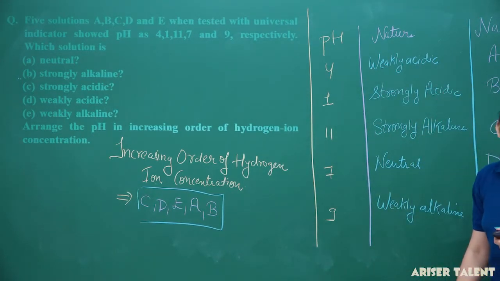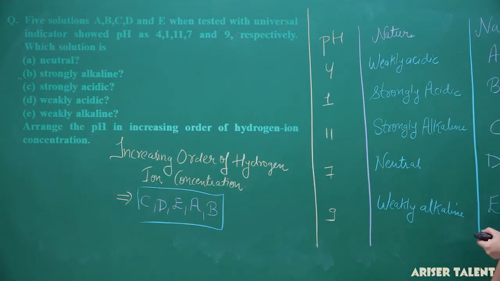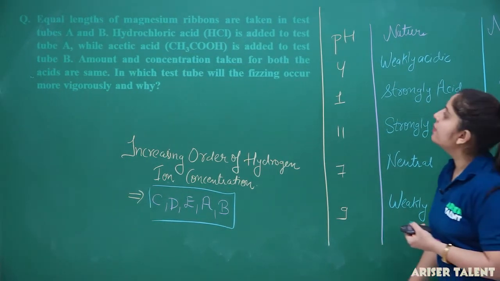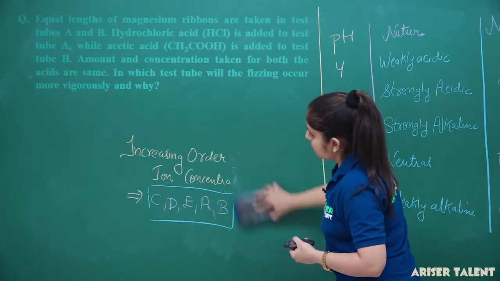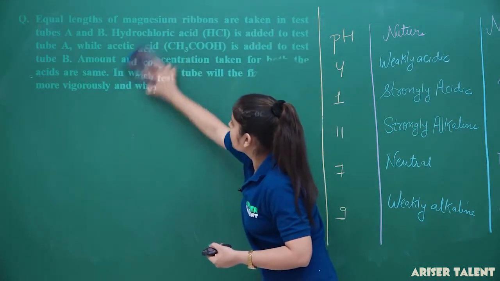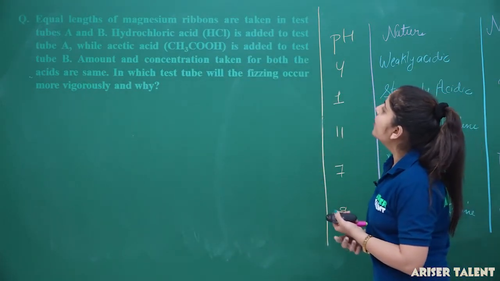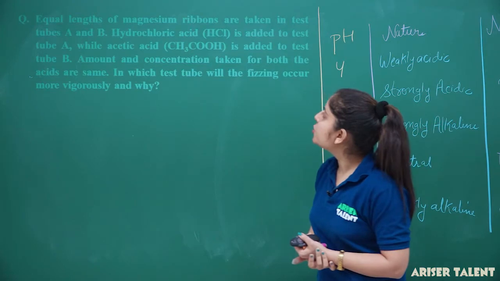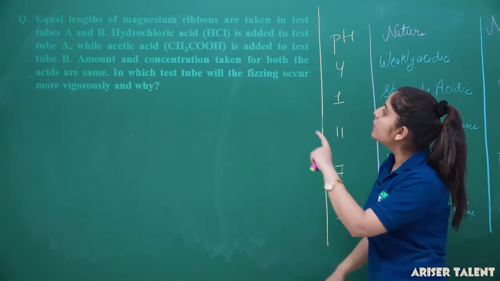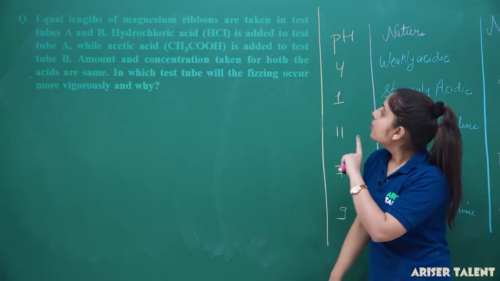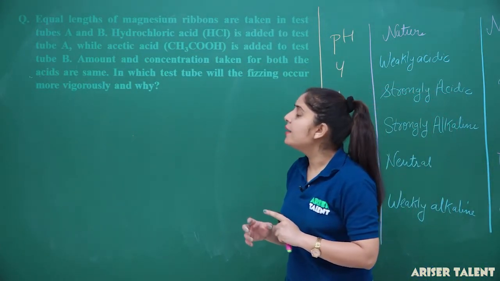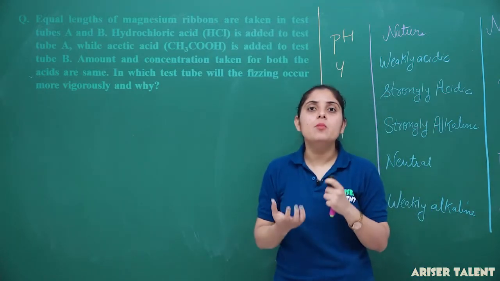Now we are moving to our next question. Equal lengths of magnesium ribbons are taken in the two test tubes A and B. In test tube A, hydrochloric acid is filled, and in test tube B, we have taken acetic acid. The concentration and amount of both the acids are the same, and we have to conclude in which test tube the fizzing will occur more vigorously.